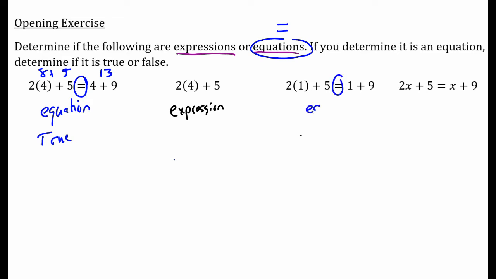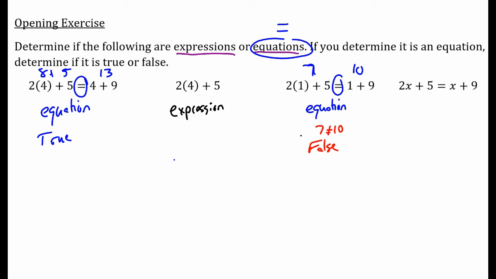There's no equal to. Next, 2 times 1 plus 5 is equal to 1 plus 9. Well, this is definitely an equation because it's got the equal to there. And let's see, is it a true statement or is it a false statement? 2 plus 5 is 7. Does 7 equal 10? Last time I checked, 7 does not equal 10, so this is a false statement. That equation is false. It's an equation, it just isn't a true statement.